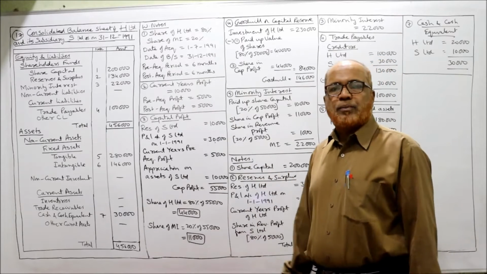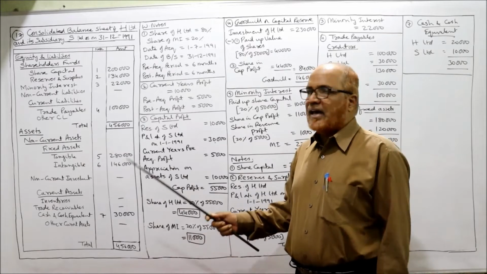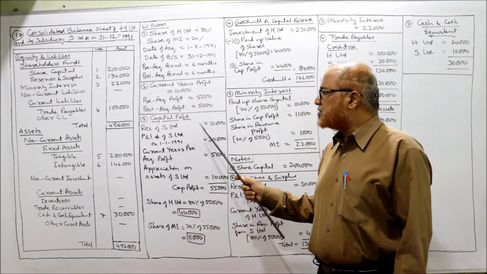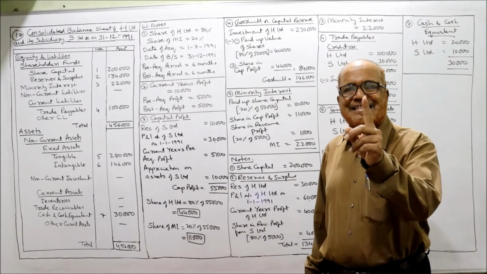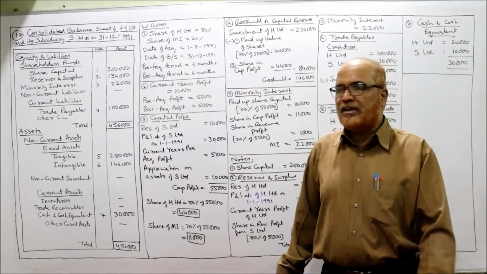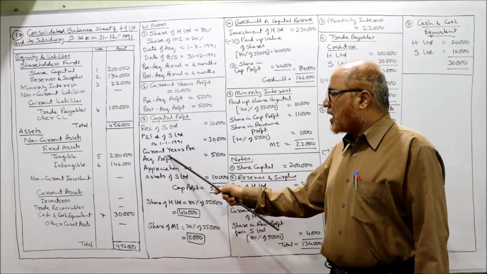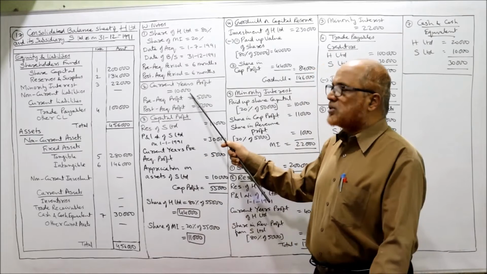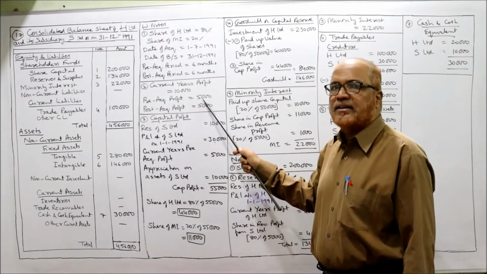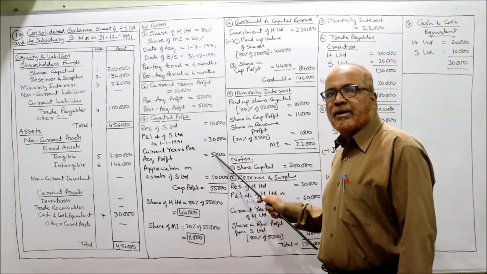Now we'll calculate capital profit. The reserves of S Limited, 10,000. The profit and loss account balance of S Limited on 1st January 1991, beginning of the year, 30,000. The current year's pre-acquisition profit. The current year profit 10,000, out of which pre-acquisition profit is 5,000. And this 5,000 is also a capital profit.